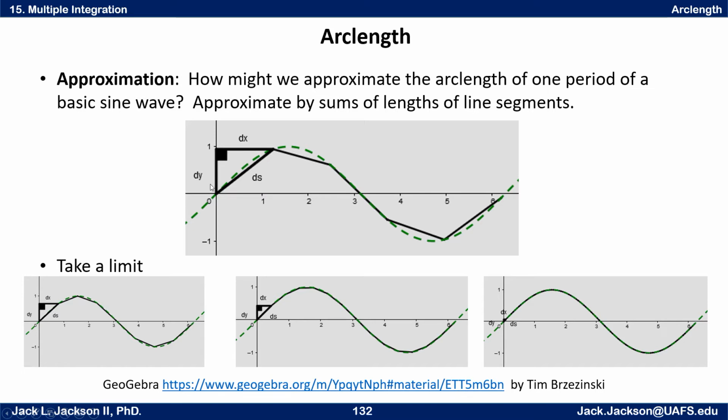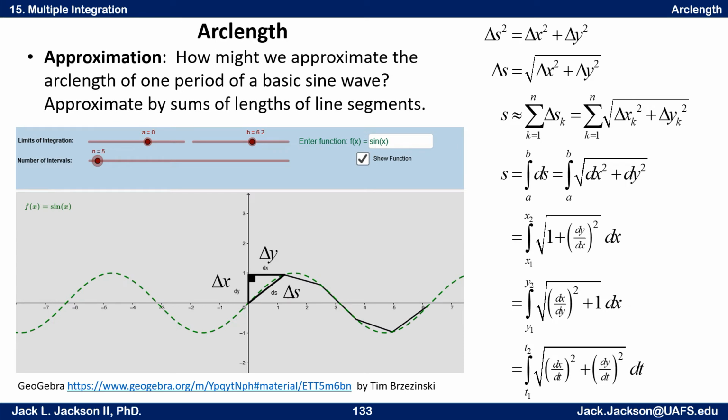Now, if you look at one particular one of these pieces, let's go back to one where we can really tell it apart from the shape. We see the shape of the curve is a little bit different than the arc length here, but this is the arc length, and it's different than this straight line piece here. So let's zoom in on that just a bit. We're going to call this delta S, the hypotenuse here. And this side is delta X and this is delta Y.